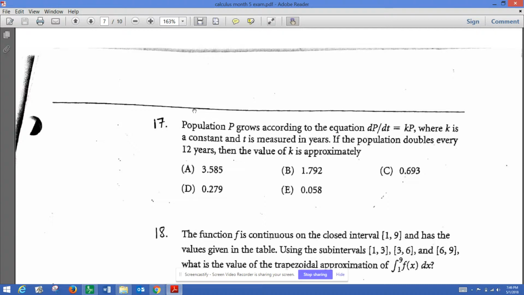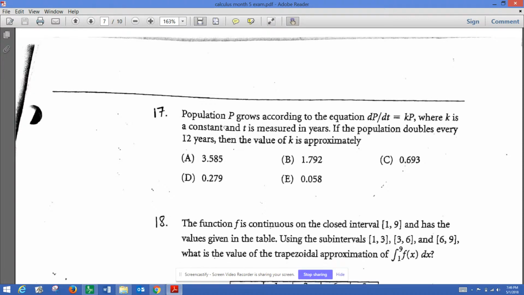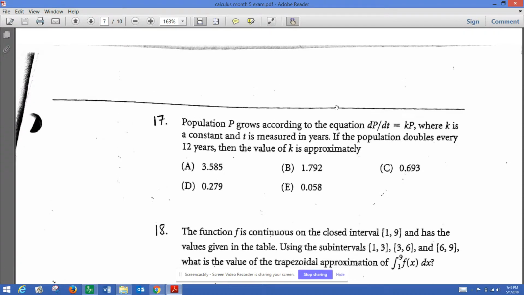Population P grows according to the equation dP/dt equals kP. So dP over dt tells you that there's a rate of change. dP over dt is equal to some constant k times P, where k is a constant and t is measured in years. If the population doubles every 12 years, then the value of k is approximately... So here's some keys here. You have dP/dt equals k times P.